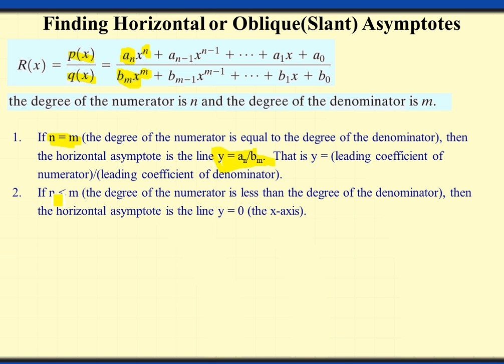Now, if the degree of the numerator, which is n, is smaller than the degree of the denominator, that means the degree on top is smaller than the degree on bottom, then the horizontal asymptote is simply the line y equals 0. And the line y equals 0 is the same as the x-axis. So if the degree of the numerator is smaller than the degree of the denominator, the horizontal asymptote will simply be y equals 0, the x-axis.